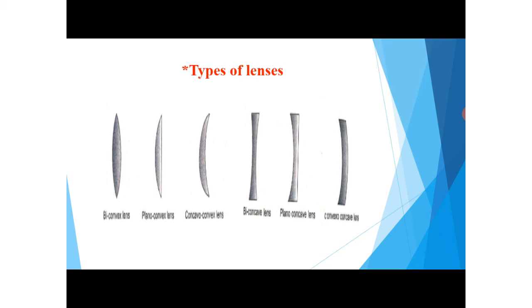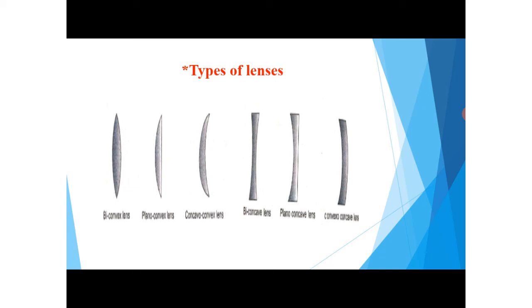The second figure is plano-concave lens. In this case, the left side is concave, but the right side is plane. Hence, the name plano-concave lens. And the last one is convexo-concave lens. In this case, the left side is concave, okay, but the right side is convex. So this is a combination of concave and convex lens. So these are basically the types of lenses.